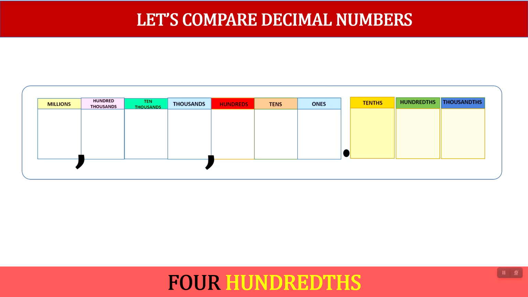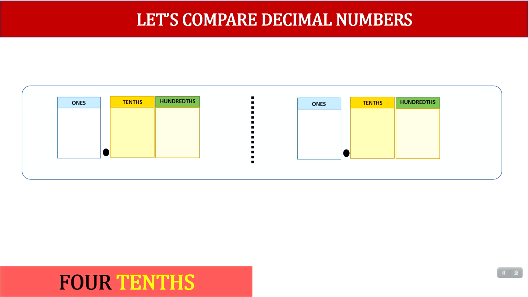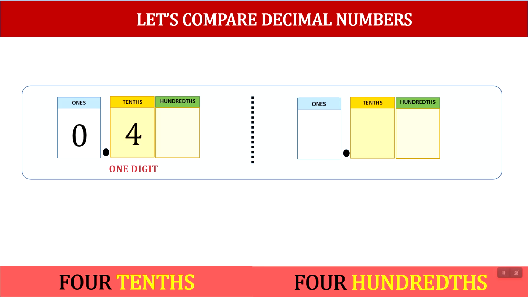But if we looked at 4 hundredths, 4 hundredths occupies two digits. We put a 4 in the hundredths column, 0 in the tenths, and a 0 in the ones. This can be represented by 4 out of 100. And in the diagram here, we see 4 boxes shaded out of 100. If we compare the two now side by side, 4 tenths is 0.4. It occupies one digit after the decimal. And 4 hundredths is 0.04.